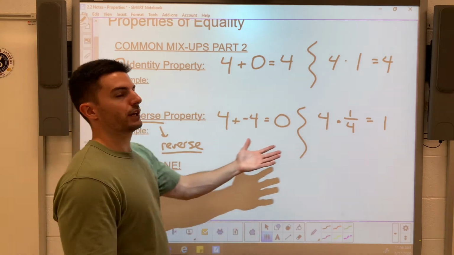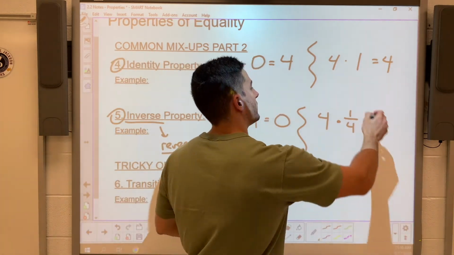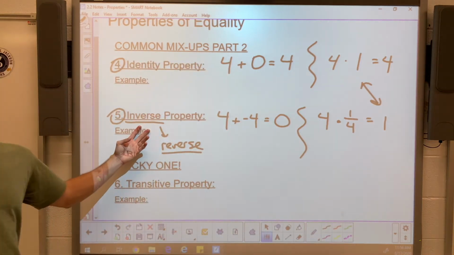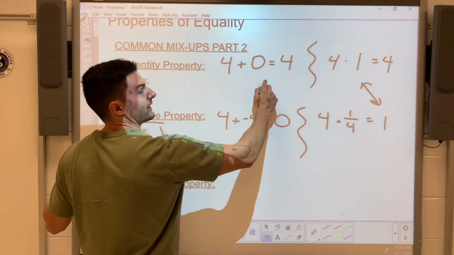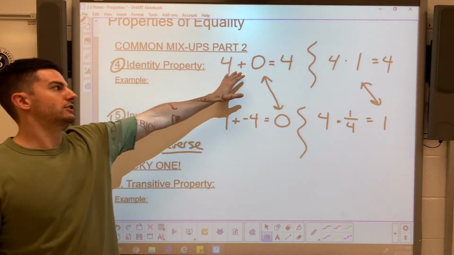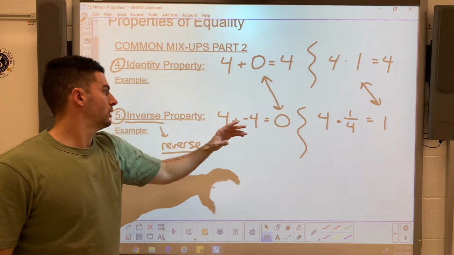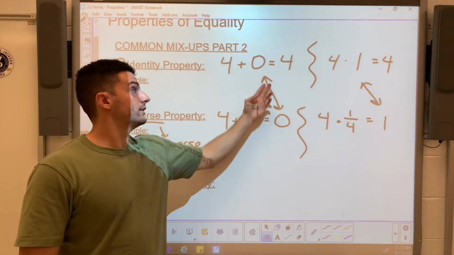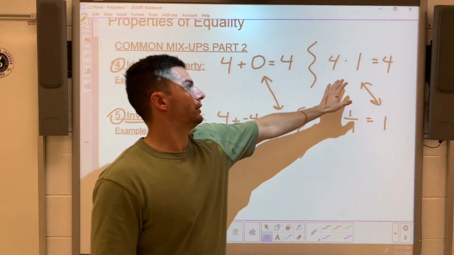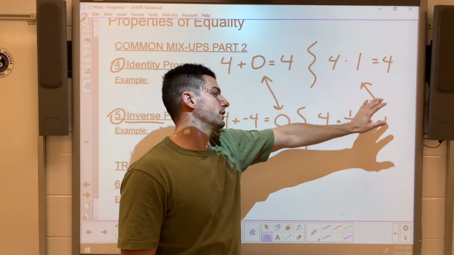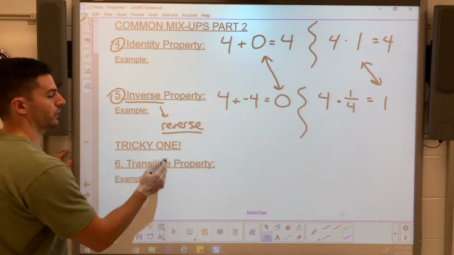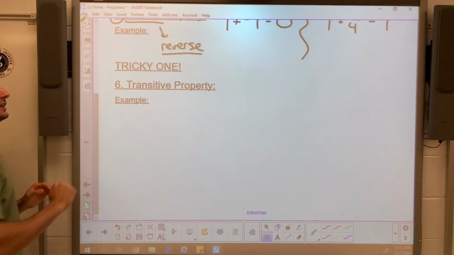And you might be saying, but I don't end up at 0. So you notice how there's a relationship between the identity and inverse property, and that's why it's easily mixed up too. With the identity property, you're adding 0 and you're not changing its identity, but with inverse, you're getting 0 as an answer. And it's the same with multiplication, where you multiply by 1 to not change its identity, but you're getting 1 as an answer by multiplying its opposite. Tricky one, and I say that here, tricky one.